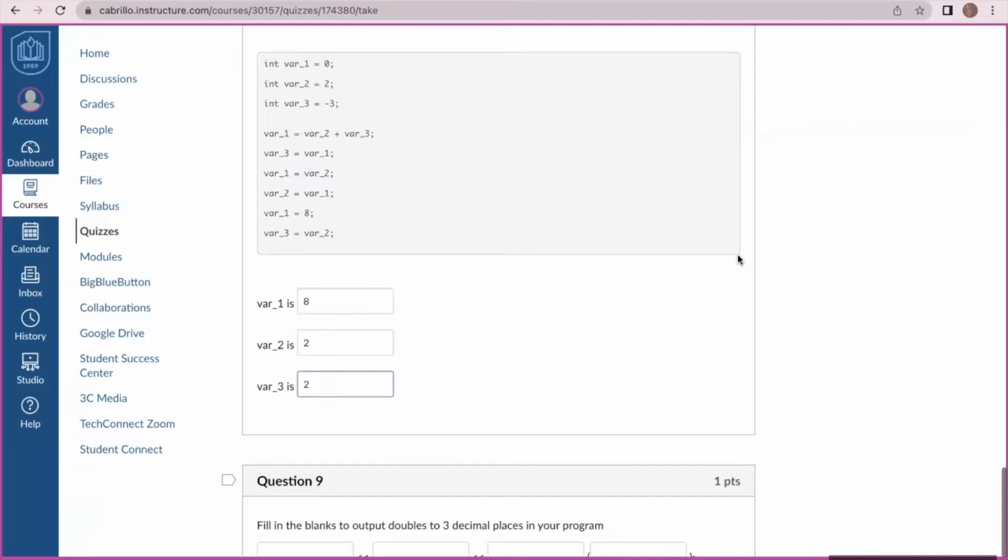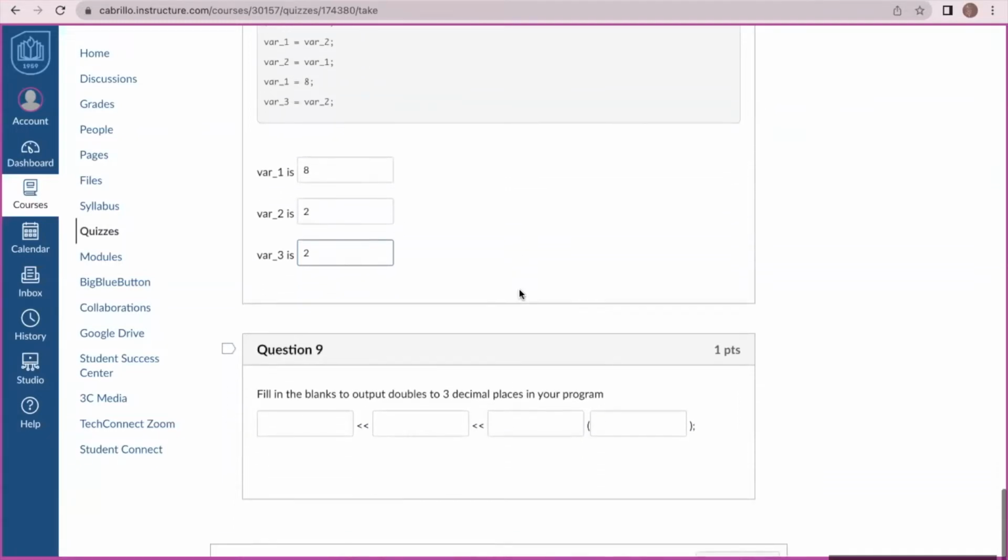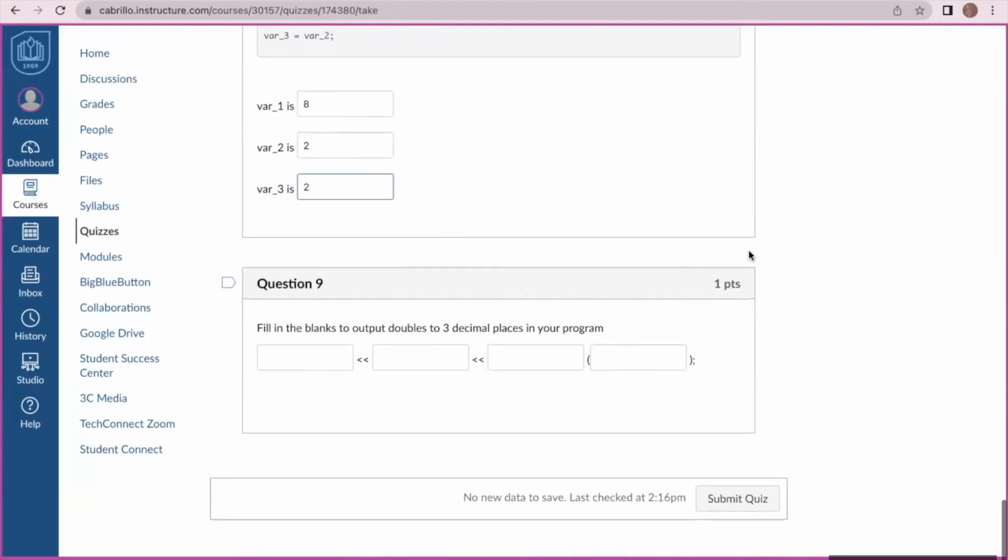And welcome to anyone who joined. We're just finishing up this practice quiz, which is available in Canvas. If you did want to take it later, we are on the last question here. So this one is we are filling in the blanks to output any double in our program, actually any number in our program, to 3 decimal places. And I want you guys to assume that iomanip has been included. So what is this going to look like?